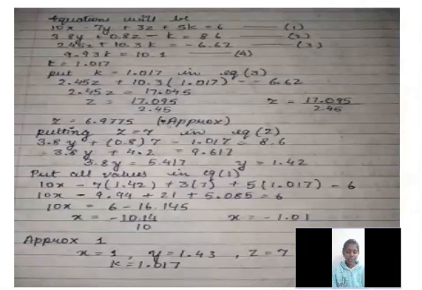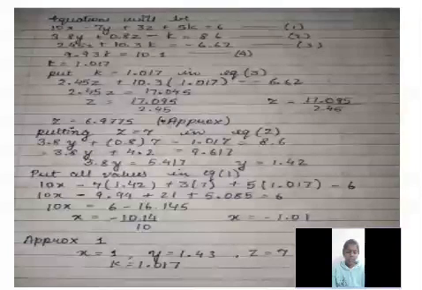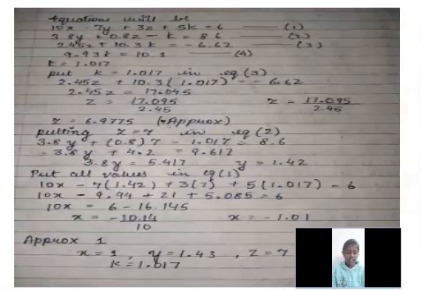Putting all the values in equation 1, we will get the value of x: 10x minus 7 into 1.42 plus 3 into 7 plus 5 into 1.017 equals 6. 10x minus 9.94 plus 21 plus 5.085 equals 6, which will give the value of x as -1.01, that is approximately equal to 1. So the value of x is 1, y is 1.43, z is 7 and k is 1.017. Thank you.